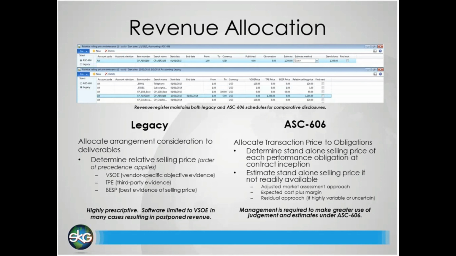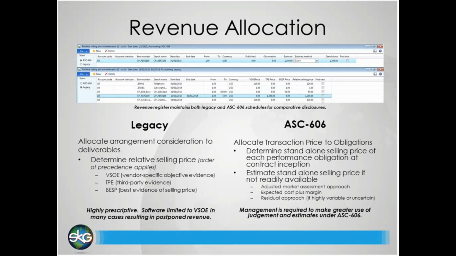In ASC 606, you use more judgment. Here we talk about allocating a transaction price. It's kind of the same thing as the arrangement consideration. They just changed the terminology. So we want to do that to obligations. In order to do that, you want to determine a standalone selling price for each performance obligation at contract inception. If you don't have something that's observable, then you make an estimate.